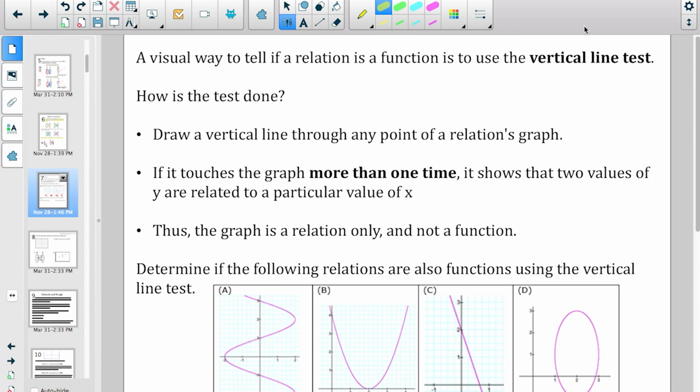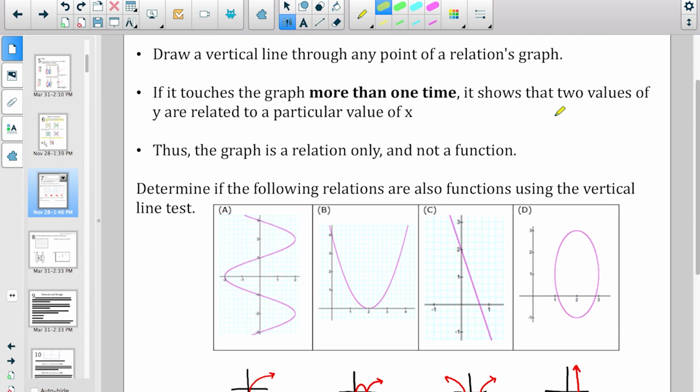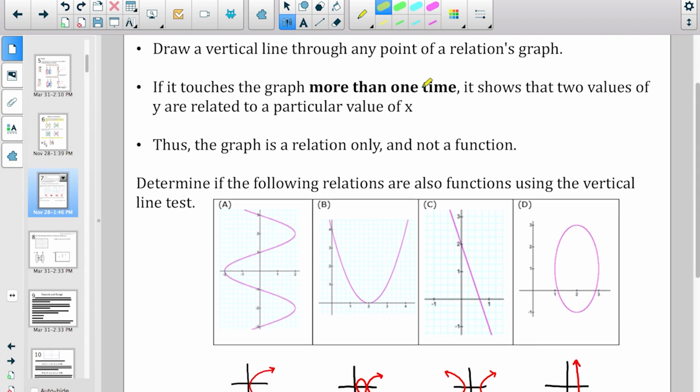Now, a visual way to figure out if a relation is a function is to use what we call a vertical line test. It's a very simple test that we can use for any type of graph where we're unsure if something is a function or a relation. So how do we use it? First of all, we can draw a vertical line through any point of a relation's graph. If it touches the graph more than one time, it shows that 2 values of y are related to a particular value of x.